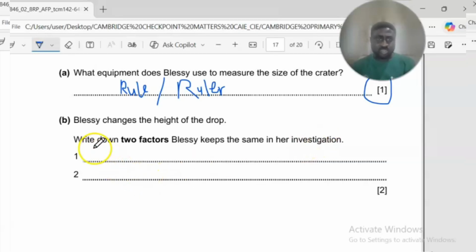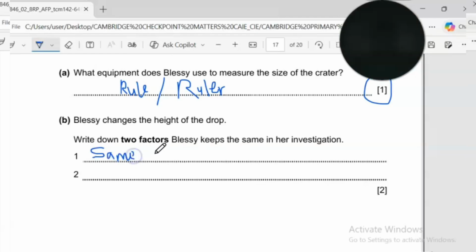One of them will be to keep the same amount or quantity of sand so that it stays the same. Then you can also say she keeps the same size of stone, which is most preferable for this response. Size of stone, same size of stone.